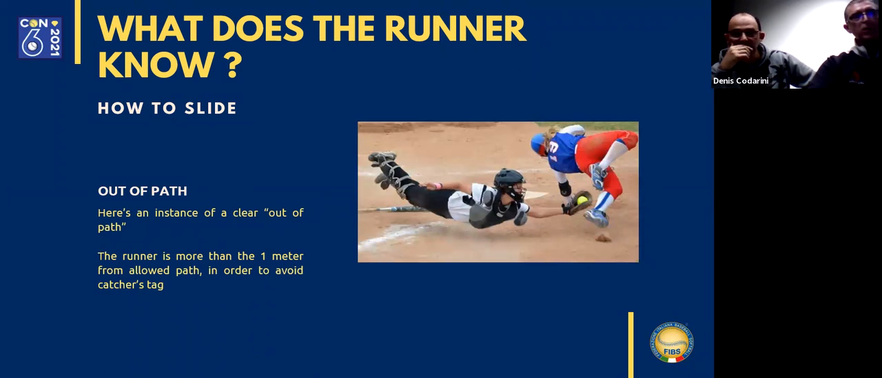This photo is an example of a runner who is off the baseline. The runner is clearly more than 1 meter from the allowed path and is illegally avoiding the catcher's tag. When rounding third to arrive safely at home, the base runner's path becomes less rounded and more straight.